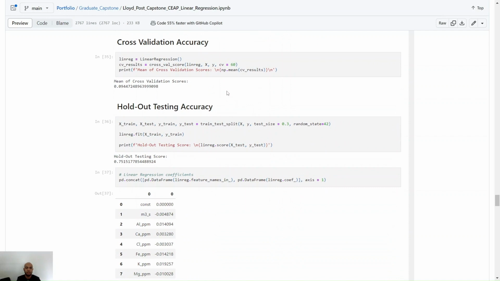So taking this initial model, I look at the cross-validation, and it's not great. I'm getting a score of not even 10%. Using holdout testing accuracy, a train test split of 70% training data, 30% testing data, I can see that on this particular data set, I'm getting an accuracy score of about 75%. So this model works well on this particular data set, on this particular split.